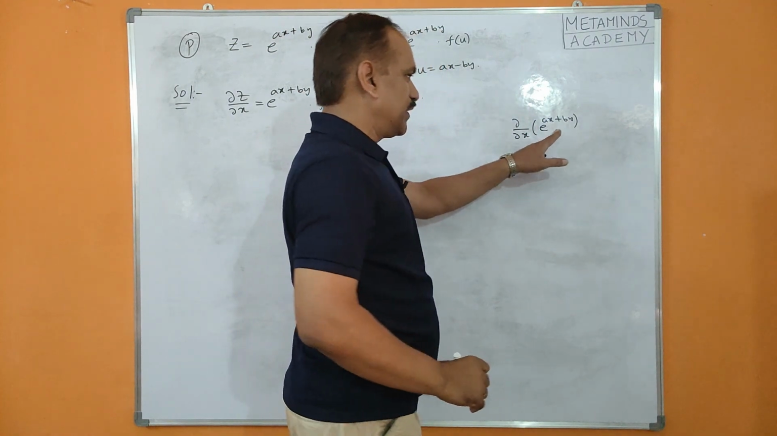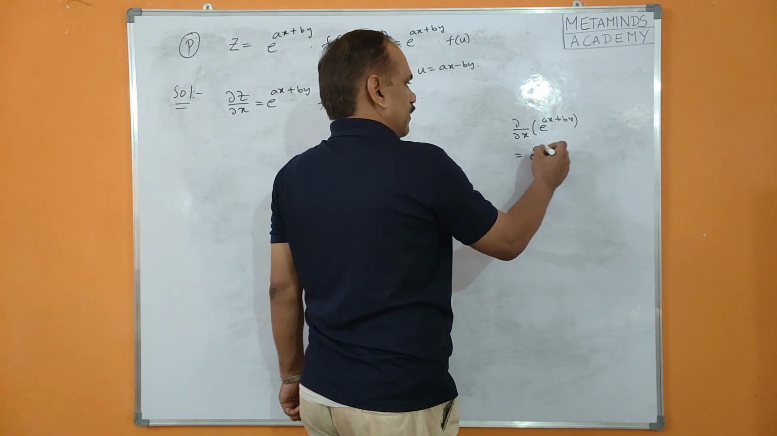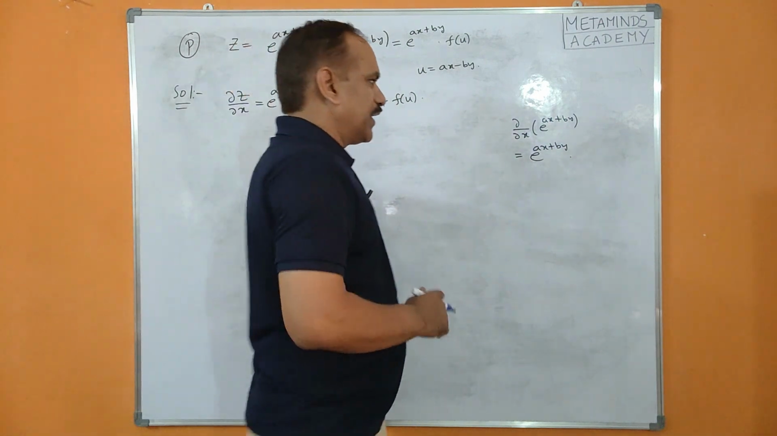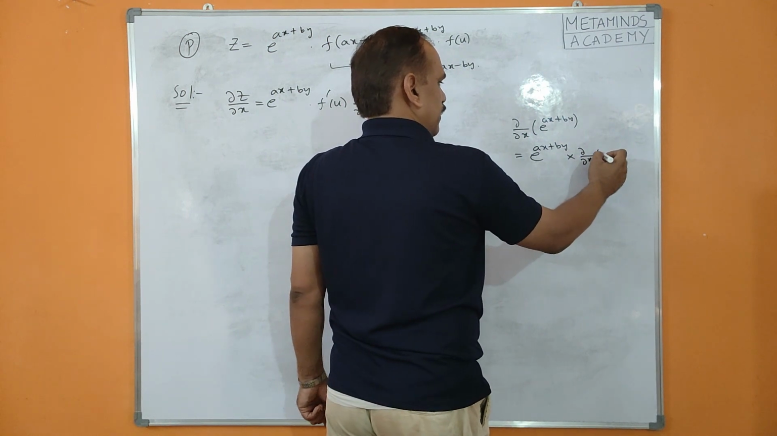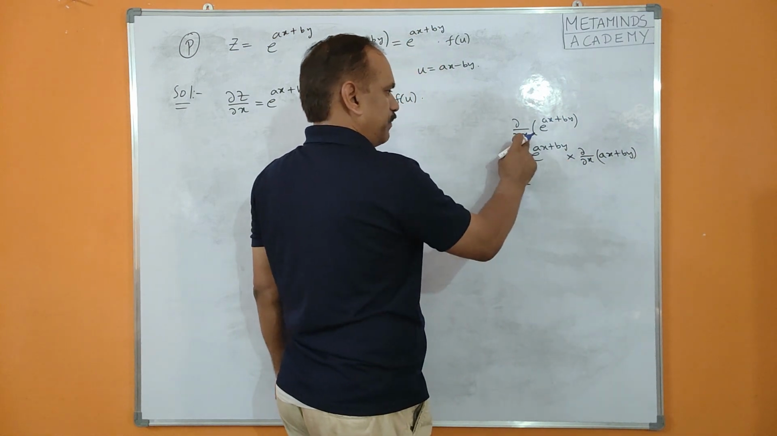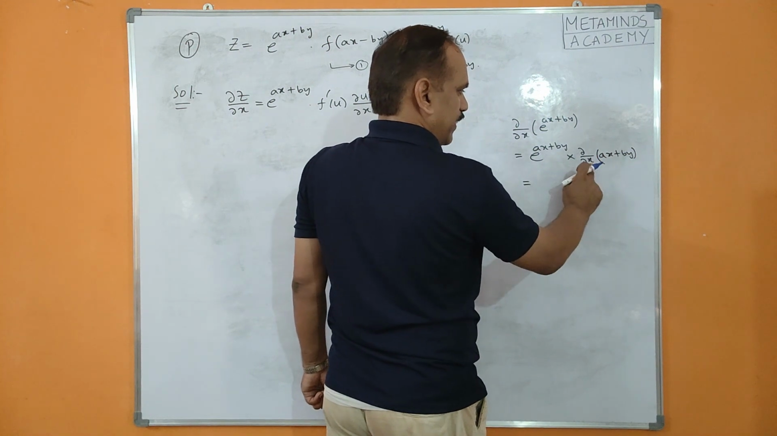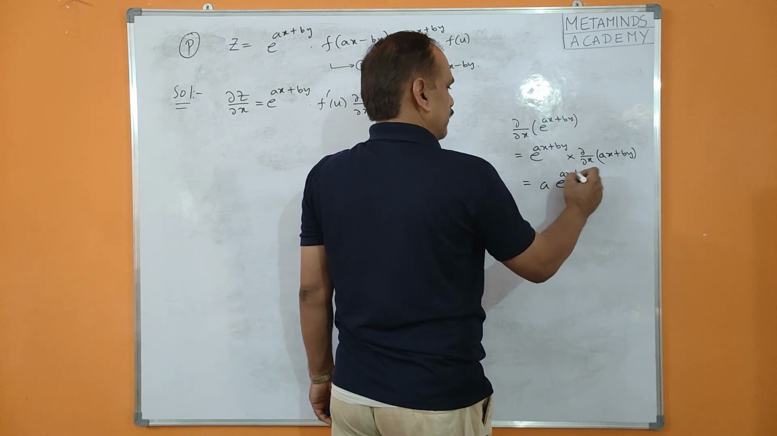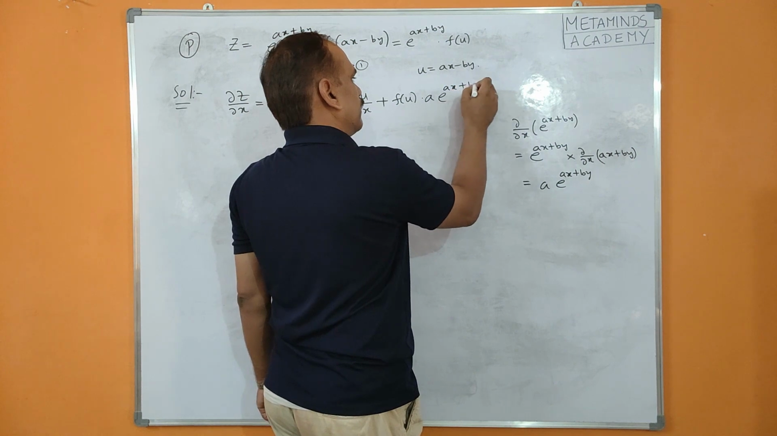Yeah, differentiating exponential function. Derivative of e power x is e power x. So e power something is e power something again. Derivative of e power something is e power something again, multiplied by inner derivative of ax plus by with respect to x. So what is derivative of ax plus by with respect to x? A into 1 plus 0, a. E power ax plus by, that you have to write here, a into e power ax plus by.